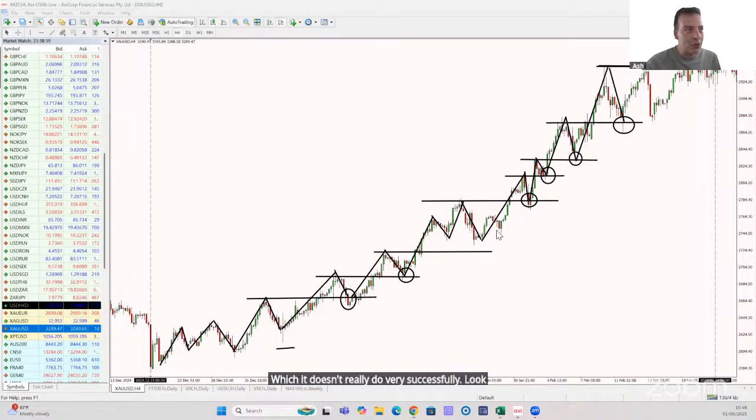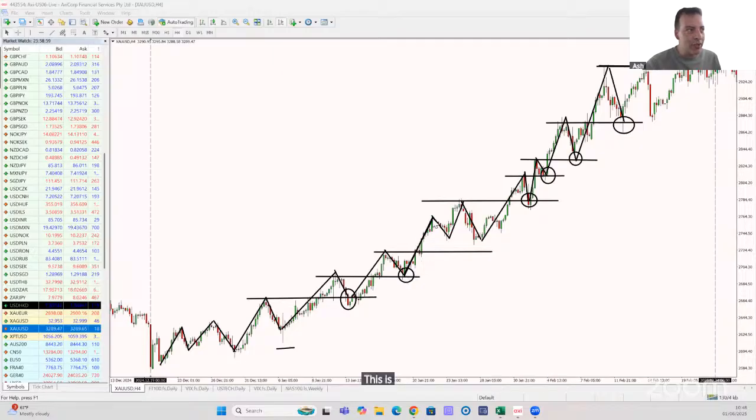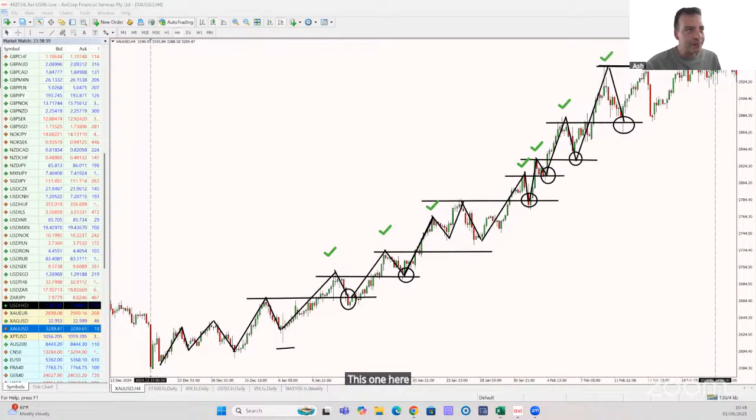Look at the difference in how it created these highs before it came back. This is a really good boost to the upside. All these ones here, this one, that one, this one, it didn't come back. But look how much higher they went before they came back. This one here, it's not a great level. It doesn't really take off before it comes back. So there's a big difference in the trend's strength to where it fades.